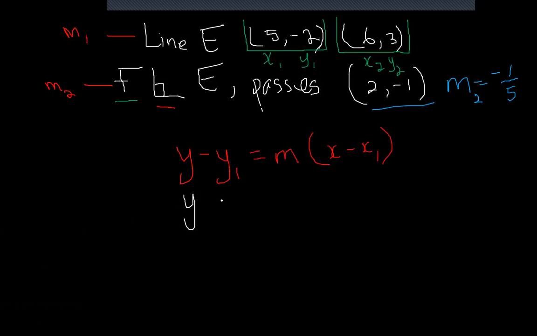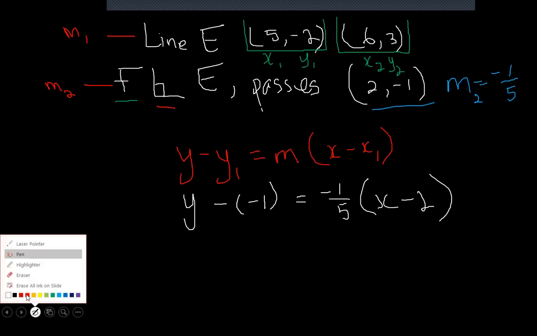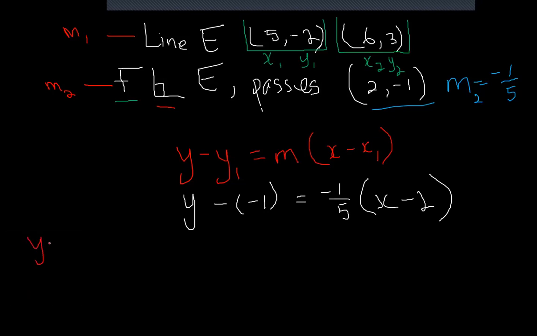We put back y1, which is -1, so y minus -1 is equal to m, the gradient, which is -1/5, times x minus x1, where x1 is 2. And now we just solve for y. So we transpose to make y the subject of the formula. Why are we doing that? Because the general equation of a line is y equals mx plus c, and that's the form I want it in.